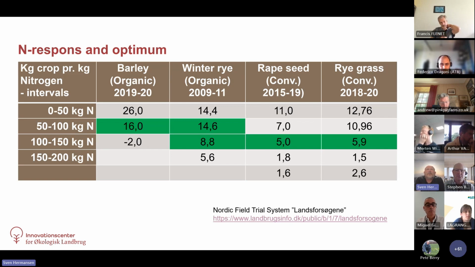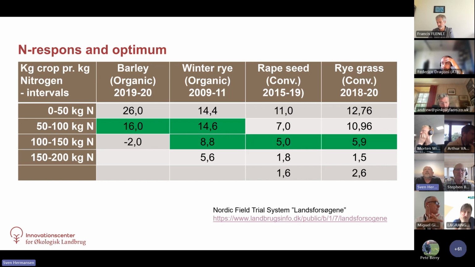And then you can see how many kilos of crop or seed you get from 1 kilo of nitrogen in different intervals from 0 to 50 and so on. And the green markings I've made in this table are the basic recommendation for how to reach the optimum. In organic farming, it's between 15 and 100, maybe close to 100 kilos of utilized nitrogen in the cereal crops, and a little bit higher in the rapeseed and ryegrass.